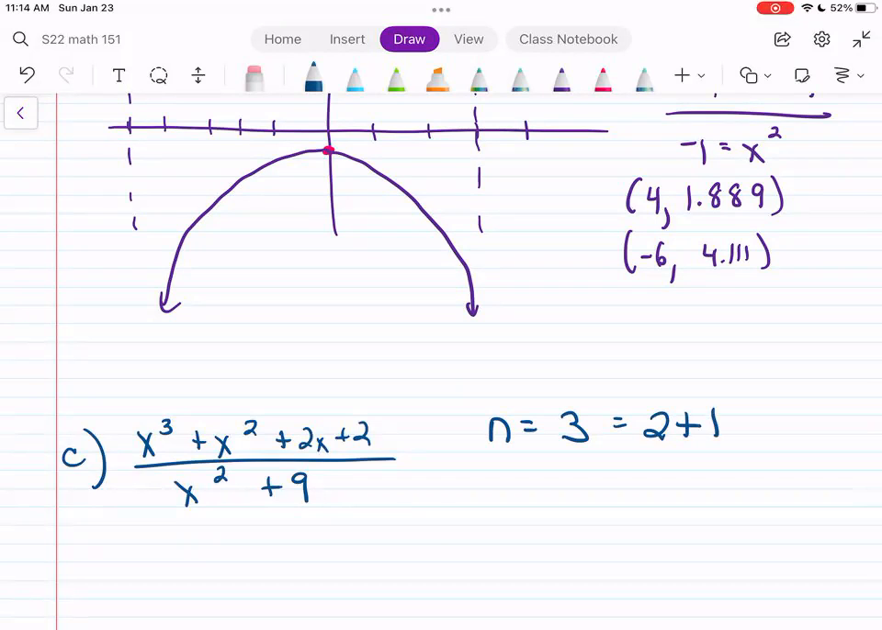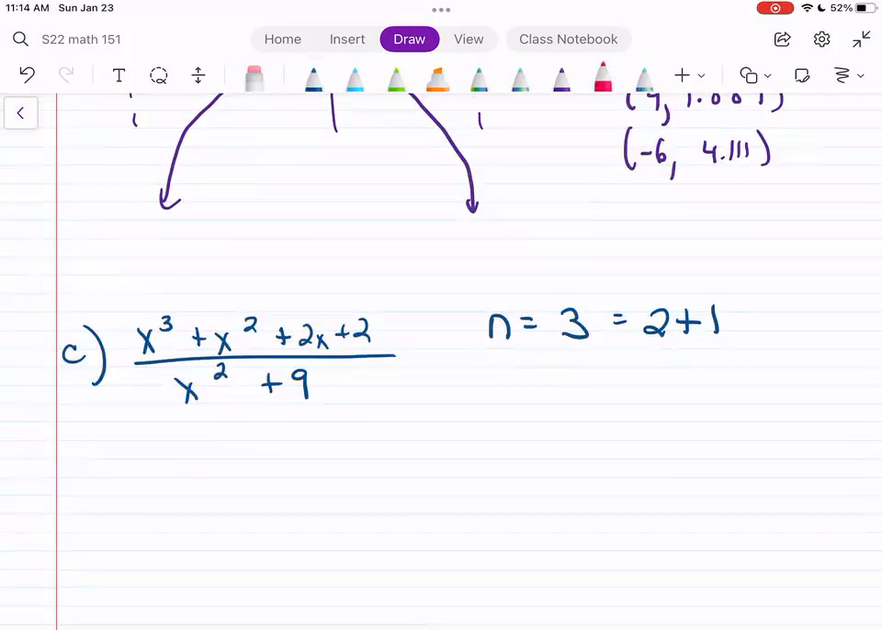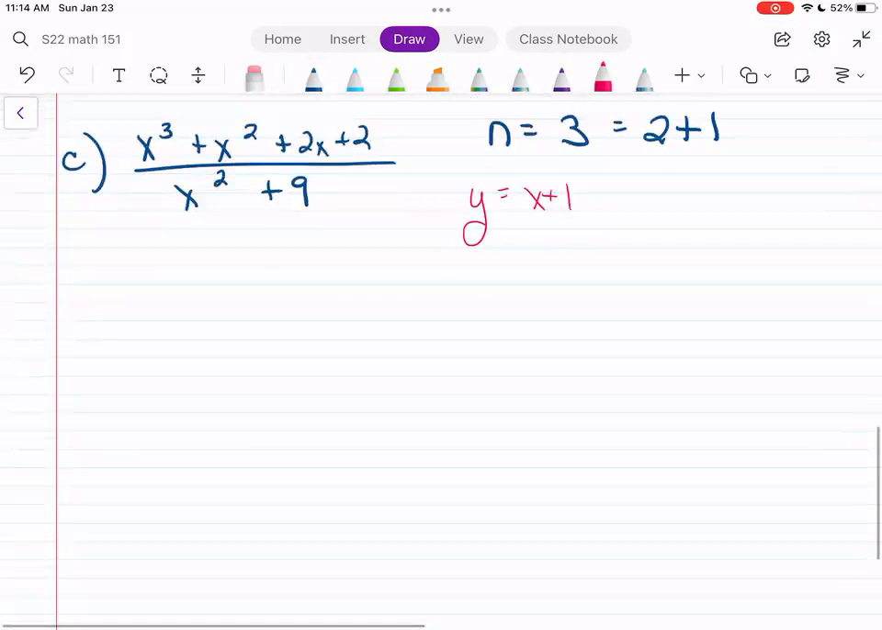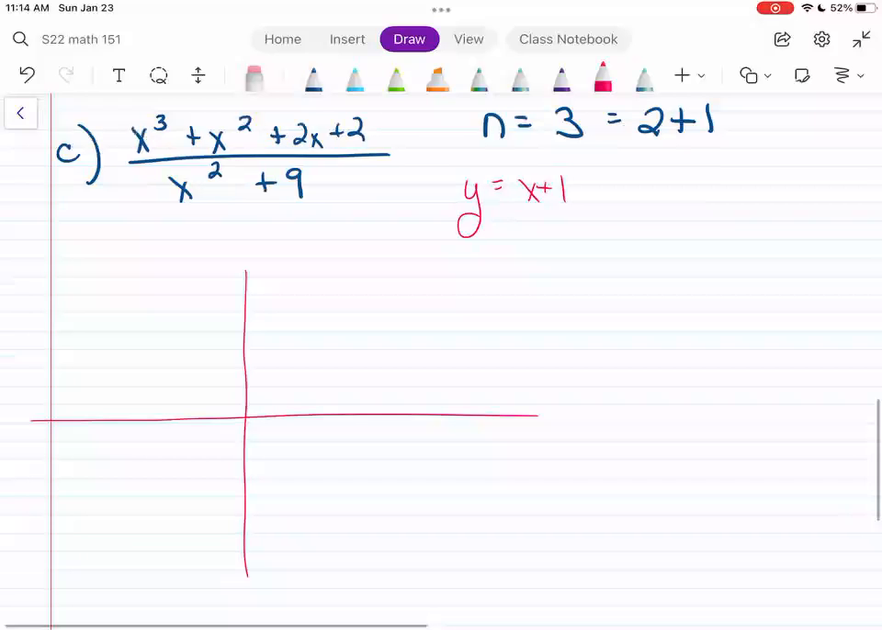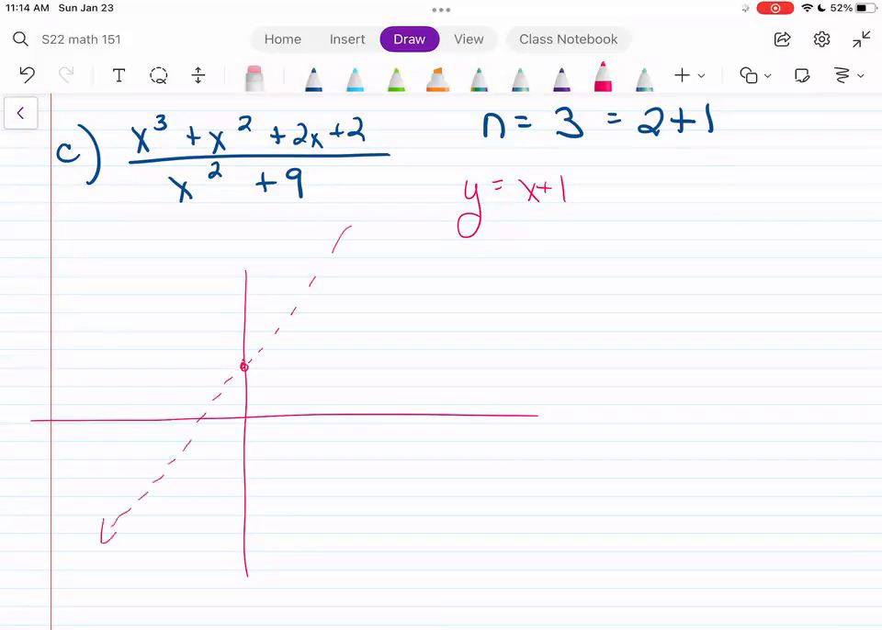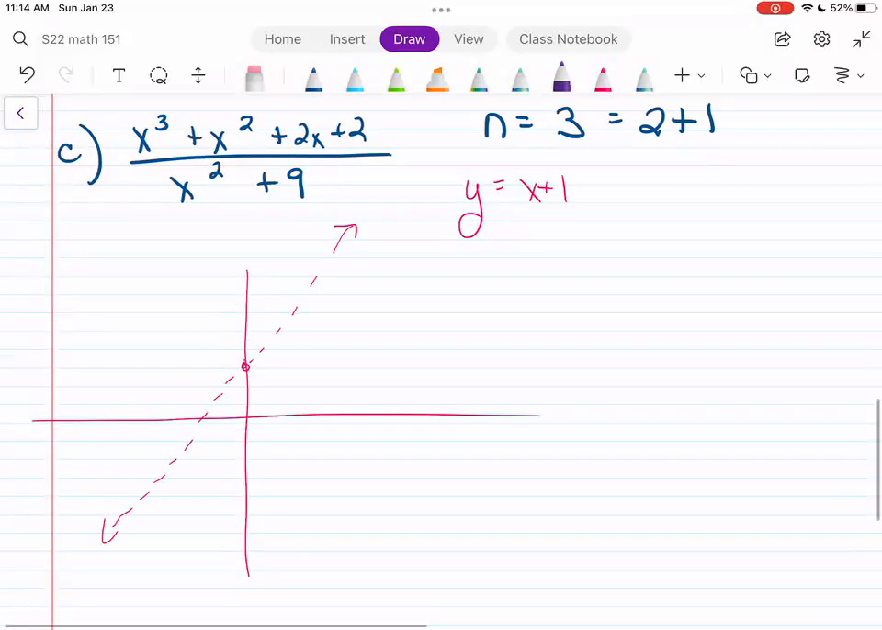I'm going to trust you to go back and try the long division if that's something you need practice on. But what you'll find is that the oblique asymptote is going to be the line y equals x plus 1. So if I come over here, my y-intercept for my oblique asymptote is going to be 1. And I'm going to have an oblique asymptote that looks like this. If I want to find the y-intercept, I plug in 0 for x, which leaves me with 2 on the top and 9 on the bottom. So where x is 0, y is going to be 2/9.